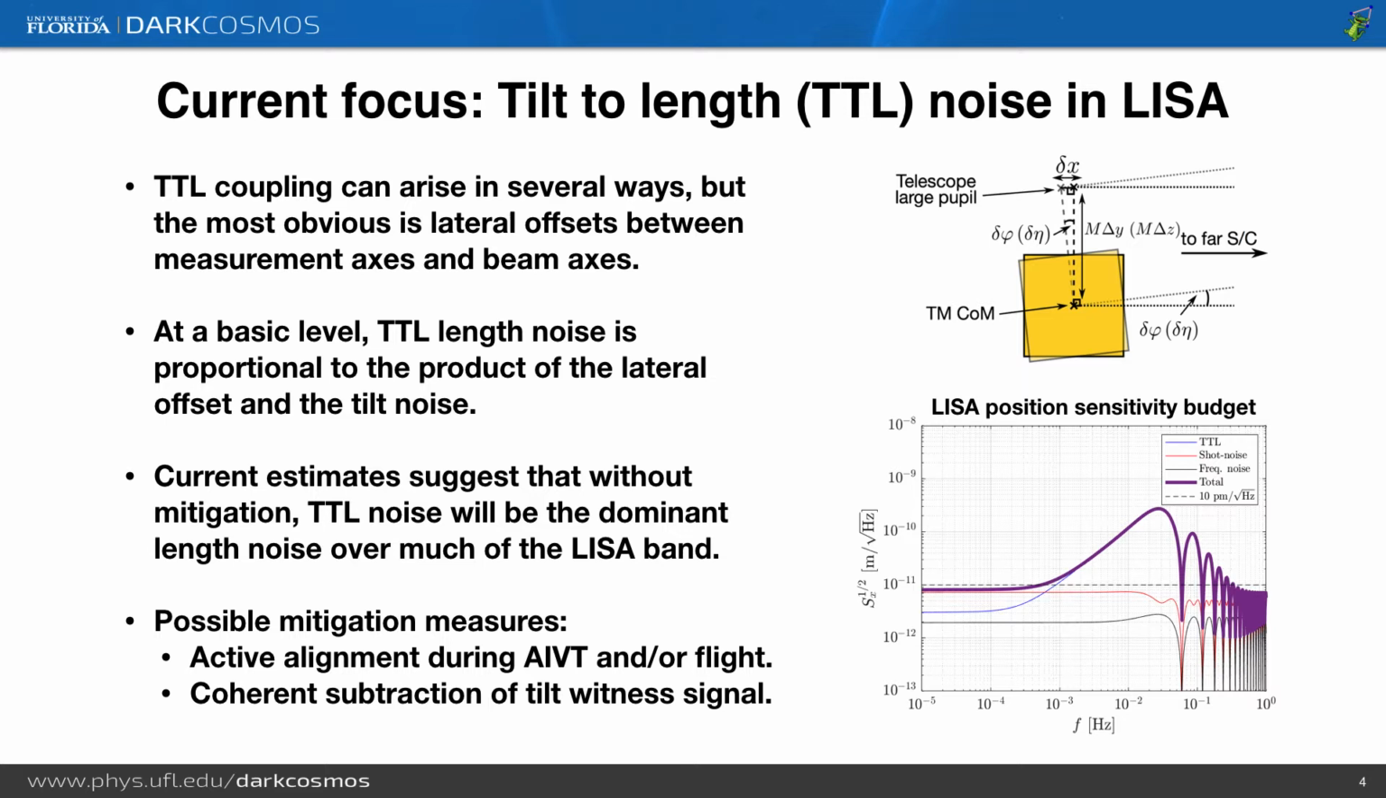We can estimate this TTL noise based on expectations for the level of spacecraft jitter and the level of residual alignment offsets after the AIVT procedure. The figure to the lower right shows the results of one such estimate. TTL noise could be the dominant length noise source above 0.5 millihertz. Of course, at this point we don't just throw our hands up in despair, we find ways to mitigate this noise. 2 ways under consideration right now are to actively adjust alignment offsets to minimize TTL coupling, and to perform coherent subtraction of witness signals that see the tilts, but not the gravitational wave signal.